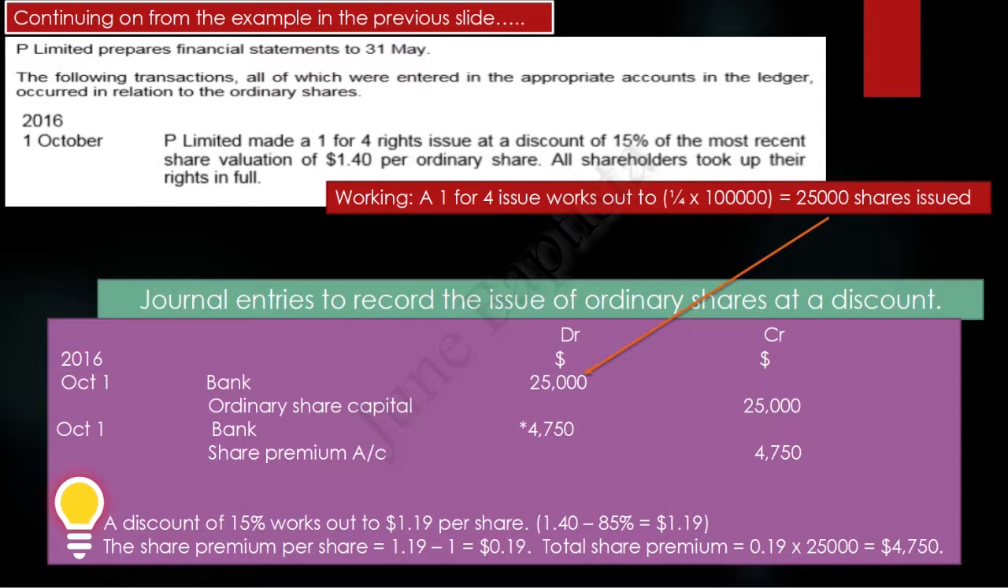A discount of 15% works out to $1.19 per share. The share premium per share is therefore $1.19 minus the face value of $1, which gives you a premium of 19 cents per share. The total share premium is therefore 19 cents times 25,000 shares that were issued at the rights issue stage, which is equal to $4,750.